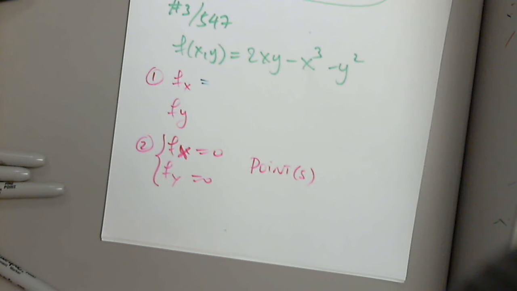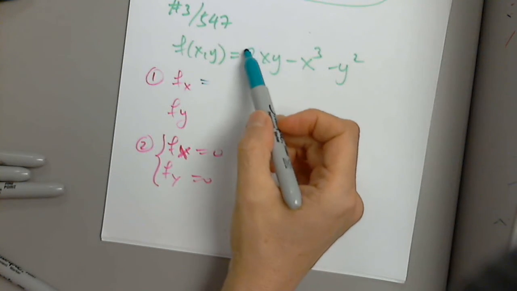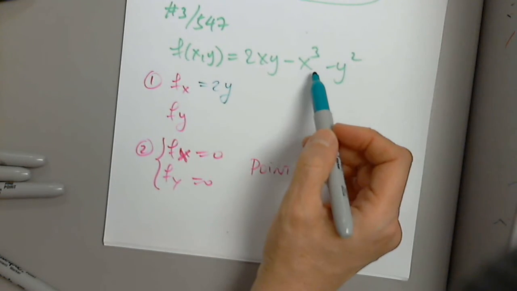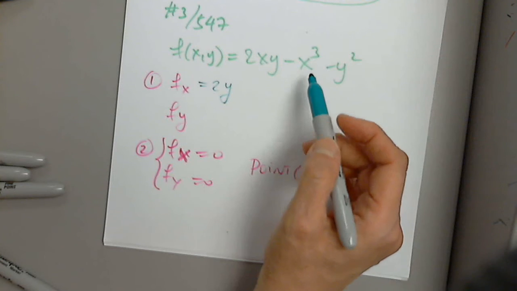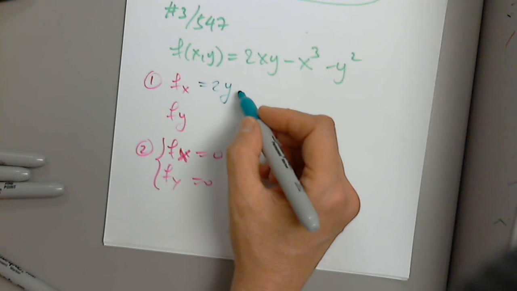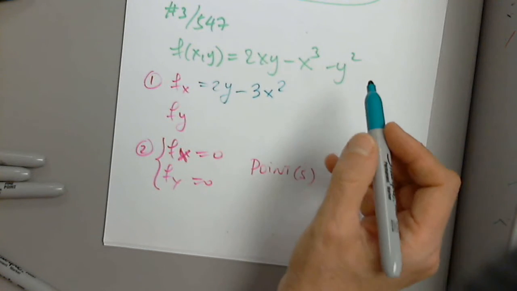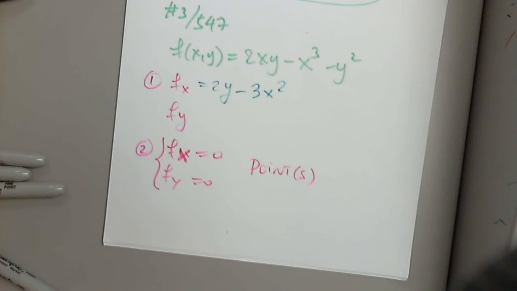Everything is considered constant except x. So when I differentiate this, what do I get? Excellent. When I differentiate this, what do I get? 0. Negative, minus 3x squared. Very good. And then you get 0. And that's 0. Okay, y is in terms of x.